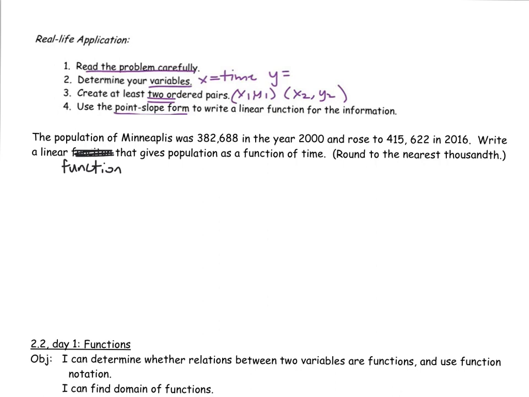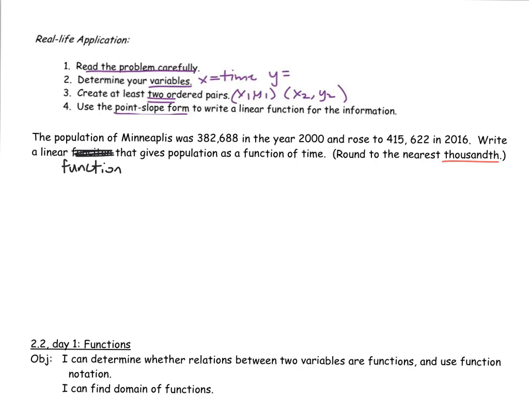It says the population of Minneapolis was 382,688 in the year 2000 and rose to 415,622 in 2016. Write a linear function that gives population as a function of time. And look at our rounding rules. It says round to the nearest thousandth. You're probably going to want a calculator to follow along with this one.